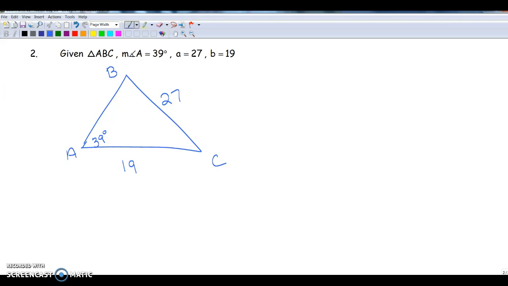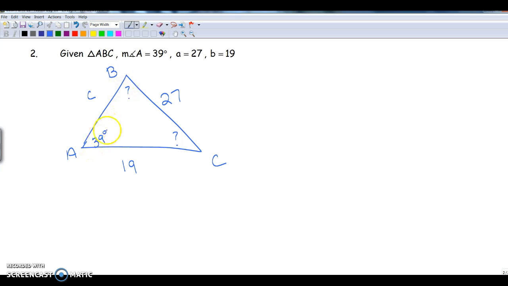So what we're going to do is start by looking at what we know. We know angle A and the side across from it. So we're going to be using those. What we're going to try and find this time is side C, and then we also need to find angle B. So we're going to be finding an angle this time, and angle C also. So we got several things we got to figure out.